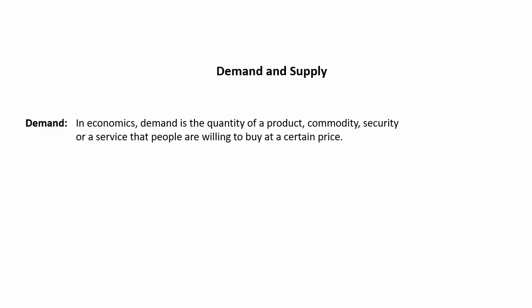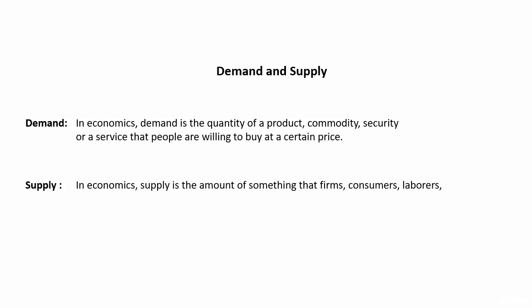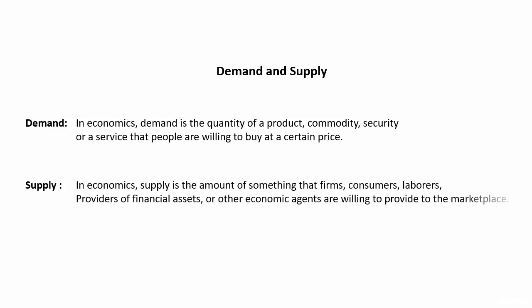On the other hand, supply is the amount of something that firms, consumers, providers of financial assets, or other economic agents are willing to provide to the marketplace. For example, for the demand of a jar of milk, a farmer would be willing to produce or supply a jar of milk at the price of $5. Demand and supply both have an inverse relationship between the price and quantity, which is called the theory of demand and supply.